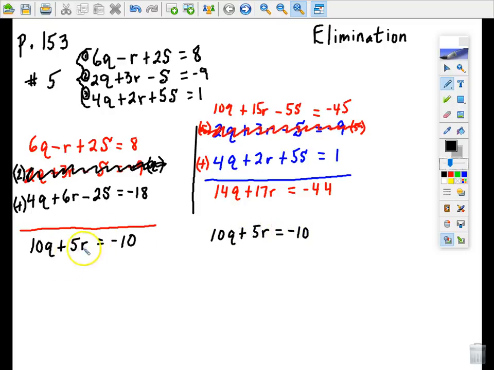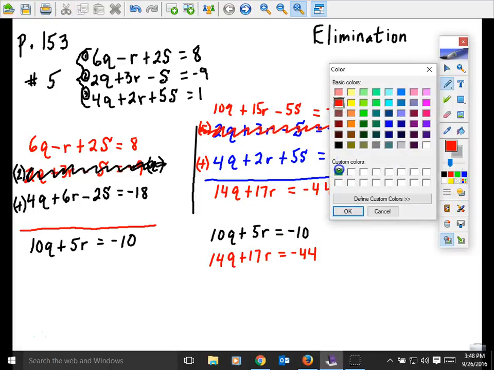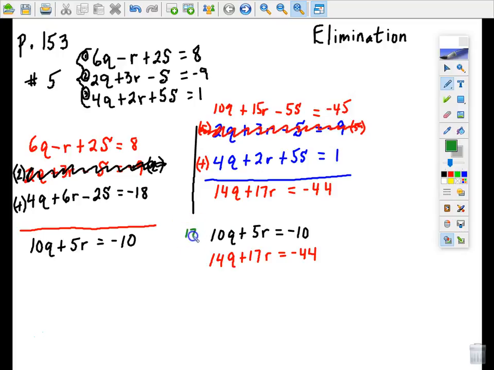All right, so here's my black, and here's the red. And then this should be very familiar to you. These numbers might get a little large, so you might want to grab a calculator. It's okay. I wouldn't do this to you on a test. Numbers will be quite smaller. But let's see. Do we want to eliminate Q or R? I think I'm just going to eliminate R. So that means I'm going to multiply the top equation by 17 and the bottom equation by 5.